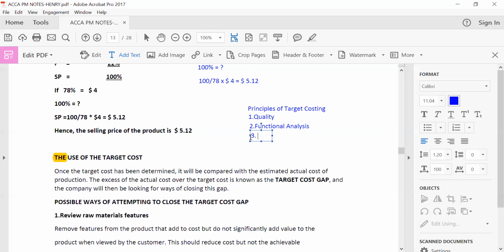So quality, you can also talk about functional analysis. You can talk about elimination of duplication or elimination of waste, right? Elimination of waste. So we need to also eliminate what? Waste. Then we also look at what you call just-in-time environment. A just-in-time environment is an environment where little or no inventory is kept.